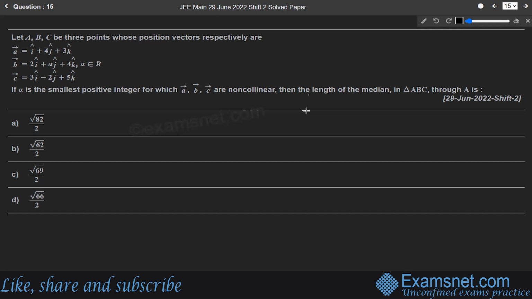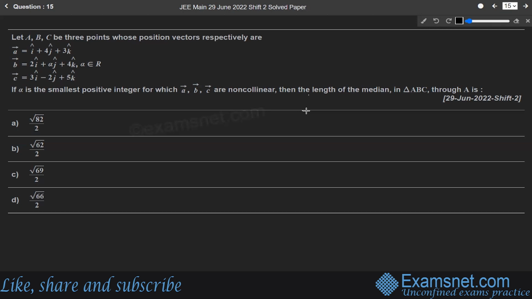And for point C, the position vector is C vector. You can see that in B vector, we have a term which is alpha, and alpha belongs to R. We have to find the smallest possible value for this integer for which A vector, B vector and C vector are non-collinear. It means we have to find the smallest positive value for alpha such that all these position vectors should be non-collinear. Then we have to find the length of the median in triangle ABC through A.